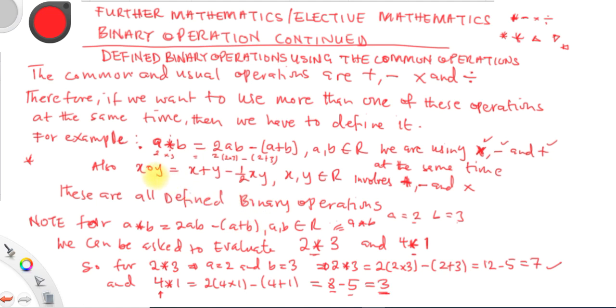Otherwise, you can also be asked to find 2 not 1. So this means that S is equal to 2 and Y is equal to 1. So S plus 1 minus 1 over 2 times SY becomes 2 plus 1 minus 1 over 2 times 2 times 1. The 2 will cancel these 2. So we get 2 plus 1 is 3, minus 1, which is equal to 2. At the end of the day, this is what we get: 2.